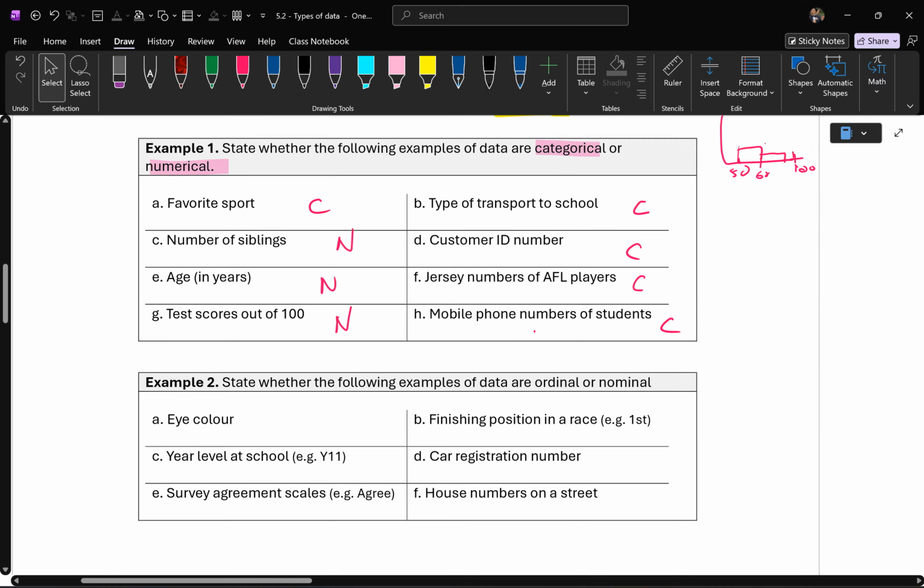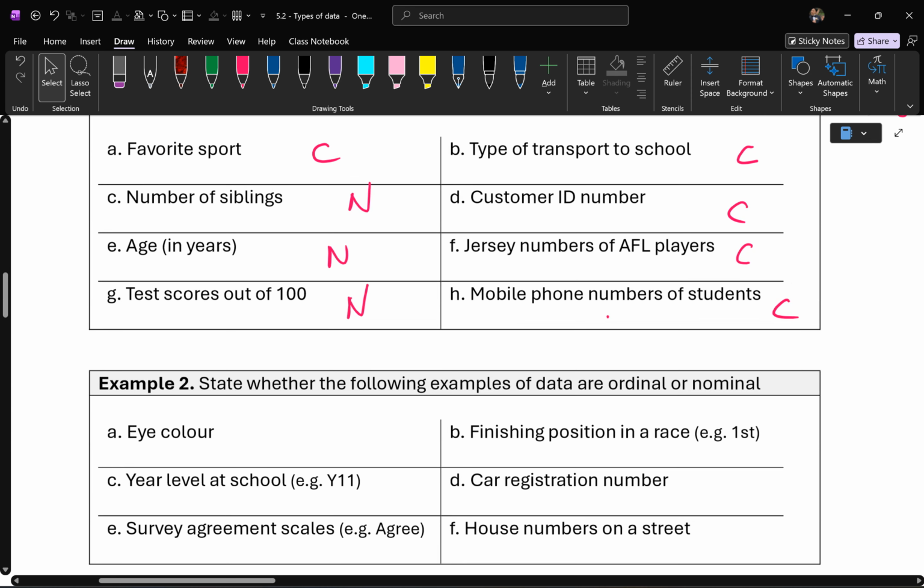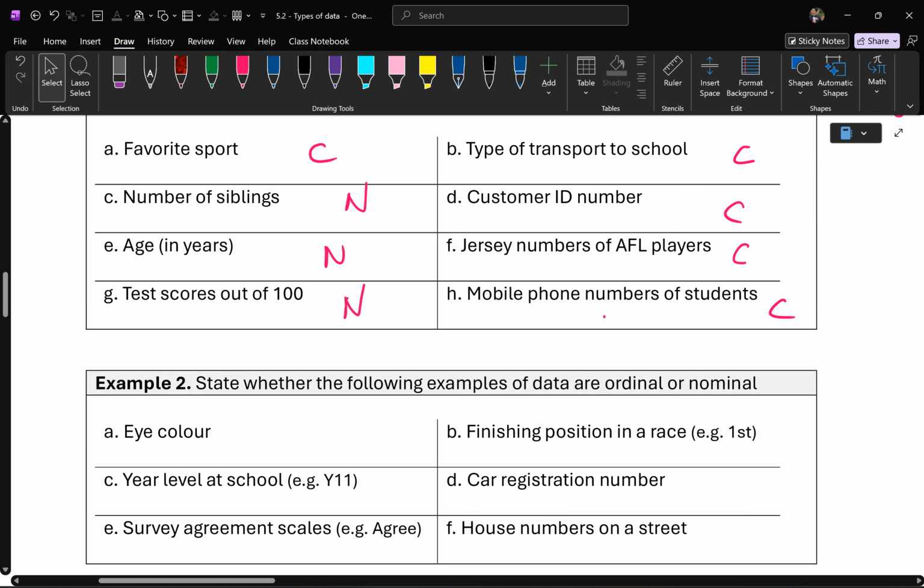That there is pretty much year 11. That's all you need to know. At the Y stage, that's year 12. Year 12 will give you questions to explain, to interpret a graph, to find out what's wrong with the graph. That's year 12. Year 11 is just literally being able to state the difference. So we've done categorical versus numerical. Let's go now to ordinal versus nominal.